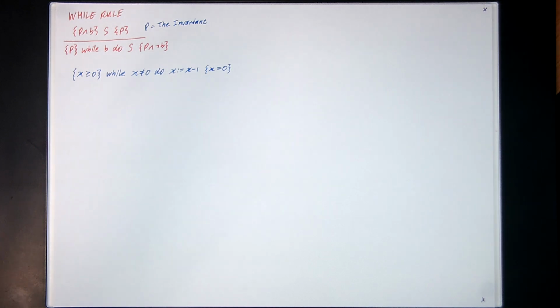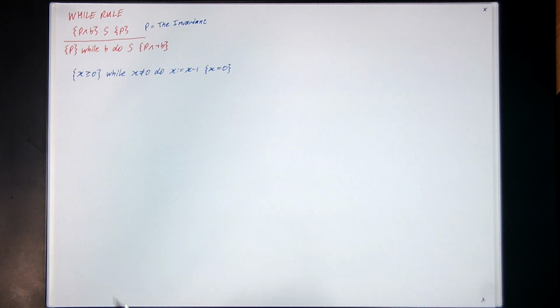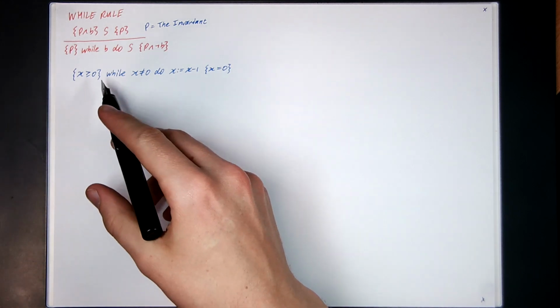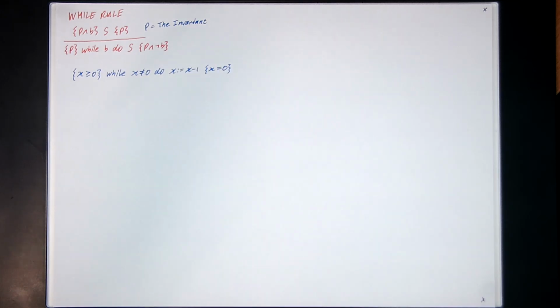So now I've got this new rule. I'd like to finally prove this statement we talked about so long ago. If x is greater than or equal to 0, while x is not 0, decrement x by 1, until x is equal to 0. Okay? So let's use our new while rule to prove this.